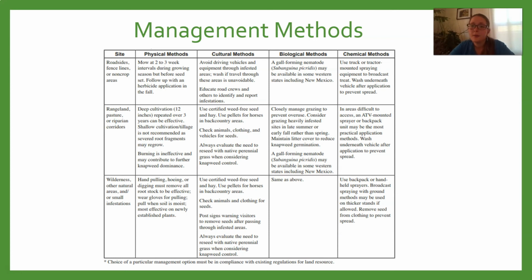Now, as for cultural methods, this involves any daily habits that can be done to help reduce the amount of spread that can be caused by humans and animals. So anytime that you're in the field, always make sure that you're cleaning off your clothes, the bottom of your boots, the bottoms of your trucks, anything that is seed or other root systems that can attach to further spread. It's also great to educate the crews that you're going to be with to identify this species correctly, to be able to know how much of a spread you have.